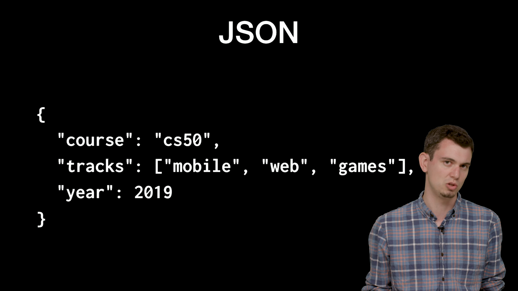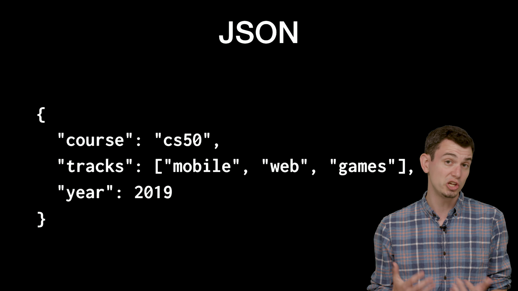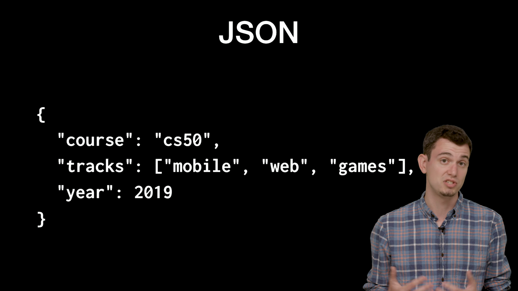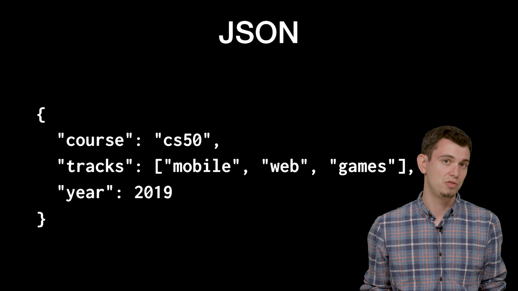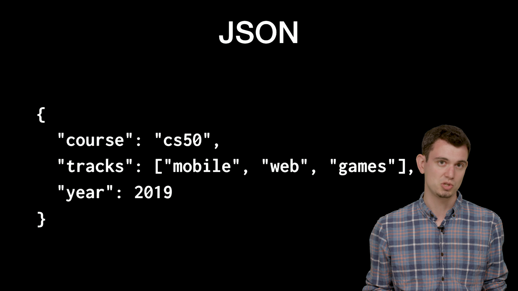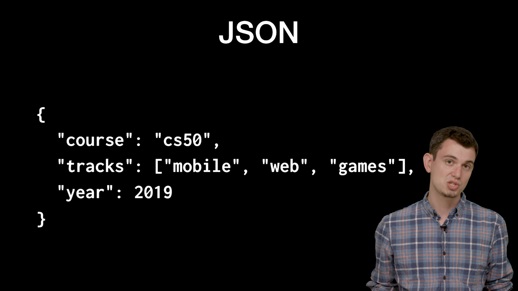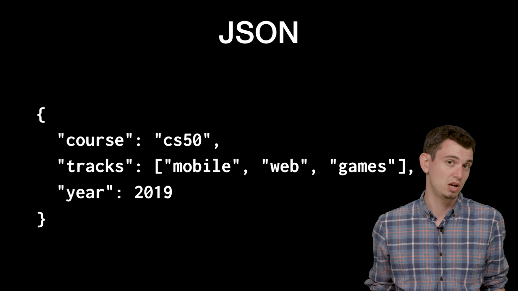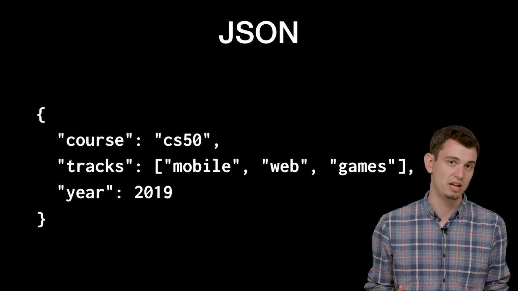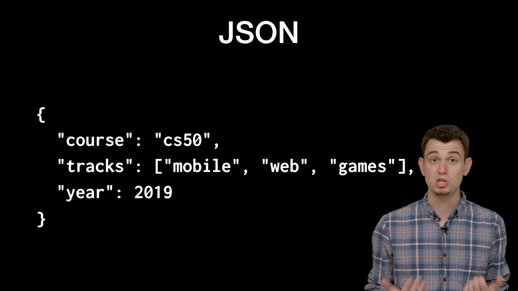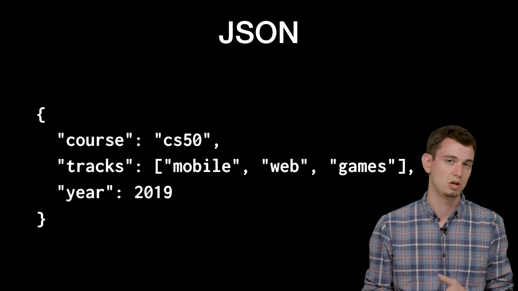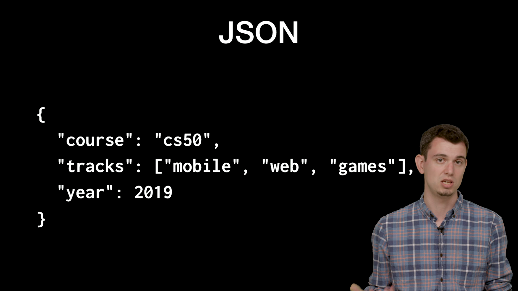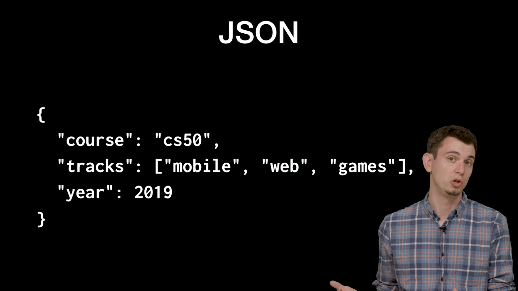So here's what JSON looks like. You'll notice it looks a little bit like a Swift dictionary, and that's no accident. JSON will start off with this curly brace and end with this closing curly brace. Everything inside of that is basically a dictionary. So we have keys over here on the left. In this case, we have 3 string keys, one called course, one called tracks, one called year. Then a colon to separate the key and the value. And then after the colon is the value.